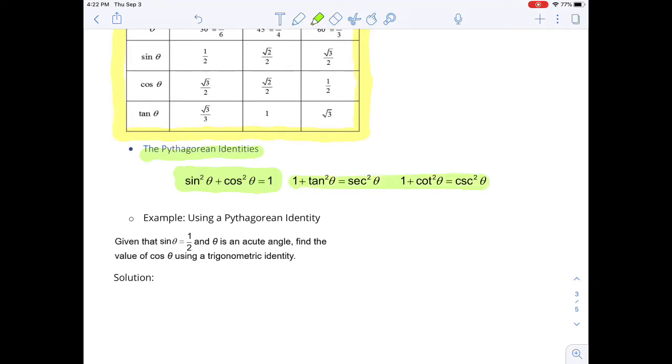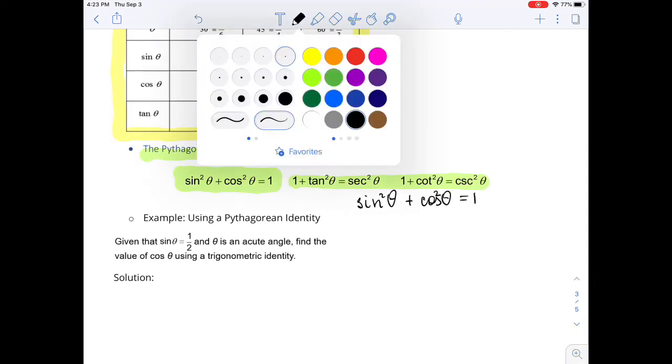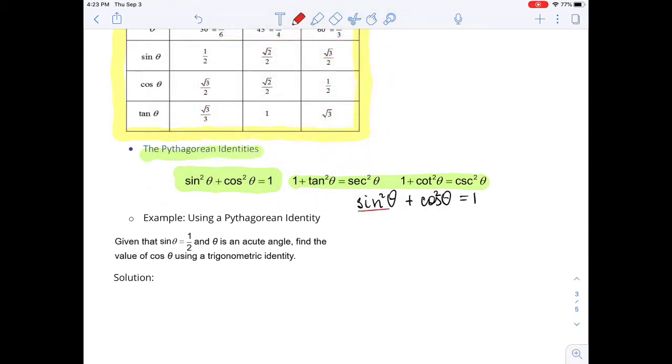But if you forget one of these two identities, it is no big problem, because using the first identity, you can always get these two identities. And I can show you quickly how we can do that. I write again the first identity, sine squared theta plus cosine squared theta equals 1. Now we divide both sides of this equation by cosine squared theta. We divide everything by cosine squared theta. And now we're simplifying each of these fractions.